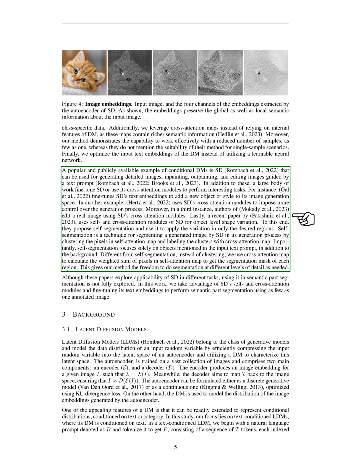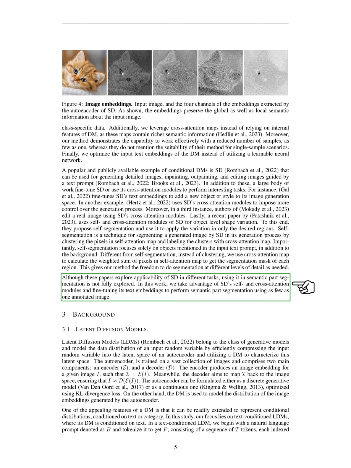Lastly, a recent paper uses self- and cross-attention modules of SD for object-level shape variation. They propose self-segmentation and use it to apply the variation in only the desired regions. Self-segmentation is a technique for segmenting a generated image by SD in its generation process by clustering the pixels in self-attention map and labeling the clusters with cross-attention map. Different from self-segmentation, instead of clustering, we use cross-attention map to calculate the weighted sum of pixels in self-attention map to get the segmentation mask of each region. This gives our method the freedom to do segmentation at different levels of detail as needed.